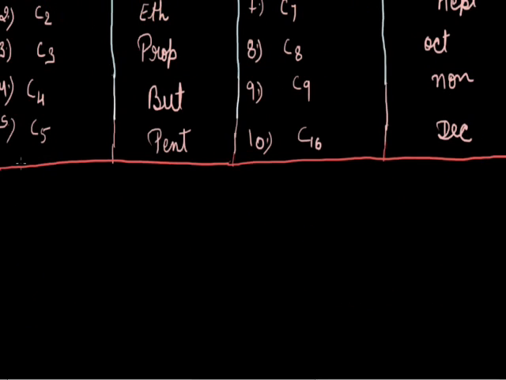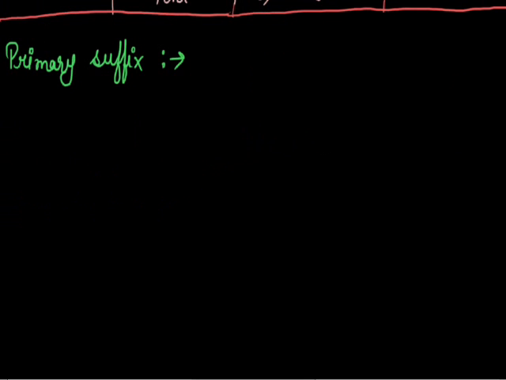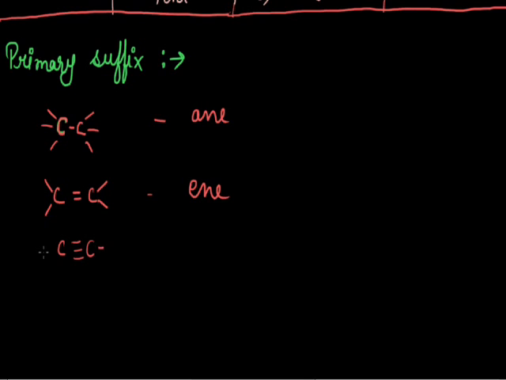Now, primary suffix. It was word root; now we will talk about primary suffix. For saturated, that means only a single bond is present between carbon and carbon, we will use "-ane" as the primary suffix. But when a double bond is present between carbon and carbon, then we will use "-ene", and when a triple bond is present between carbon and carbon, then we will use "-yne".